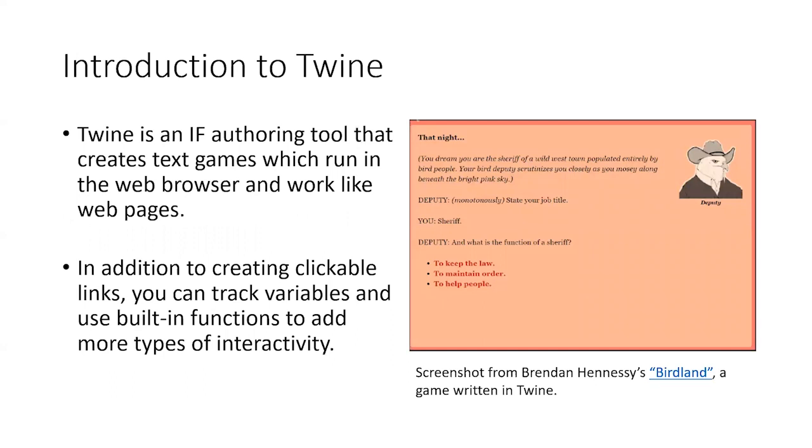Twine is one example of an authoring tool for interactive fiction. It creates games that run in the web browser and work like web pages. So you can see in this example on the right here, we have some text at the top with a picture, and then there are those 3 links that the player can select to advance the game. You can also use Twine to track variables and add functions to add more interactivity, but you don't have to.